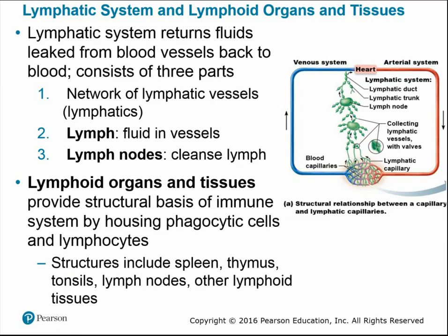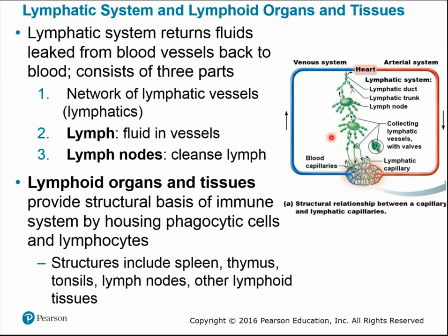So it's composed of three general parts. So we have our network of lymphatic vessels that are going to run kind of alongside or parallel to the main arteries and veins. So if you think of the arteries and veins as like the major highways, then the lymphatic vessels would be more like the back roads.